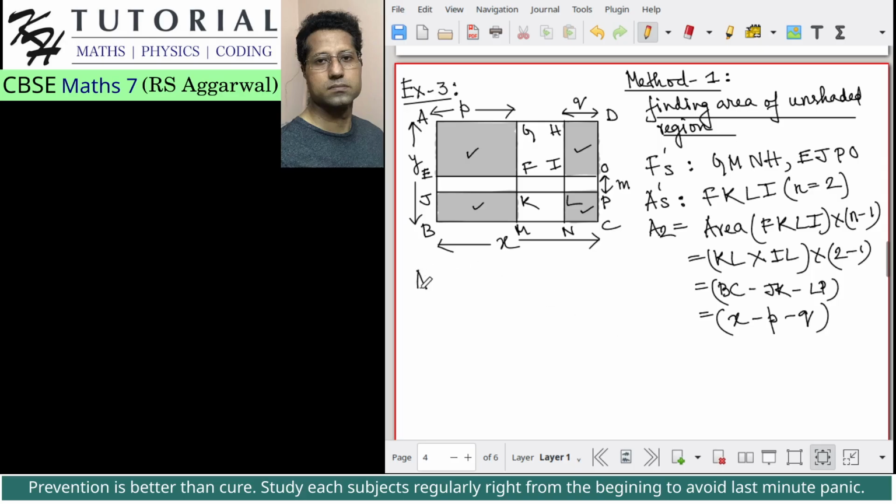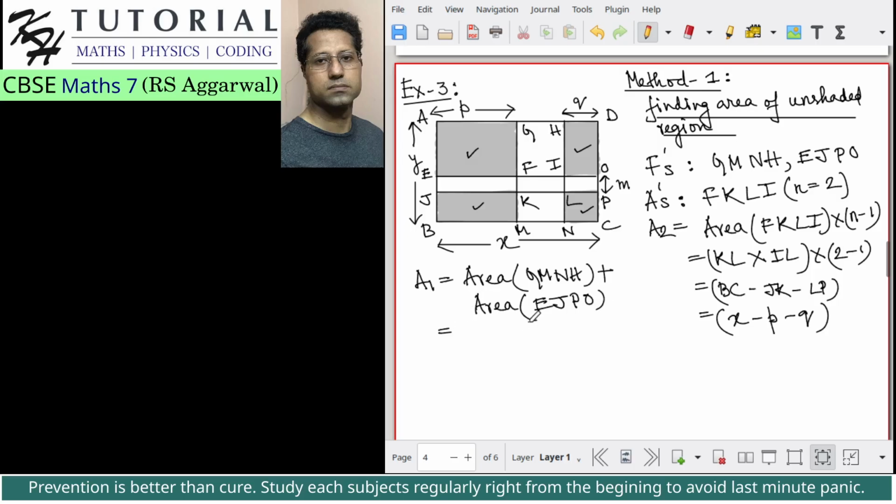And what is A1? That is the sum of the areas of all the rectangles that you have formed in step 1, the rectangles into which you have divided the entire region. We are considering the unshaded region, the sum of those rectangles. So A1 is the area of the rectangle GMNH plus the area of rectangle EJPO.